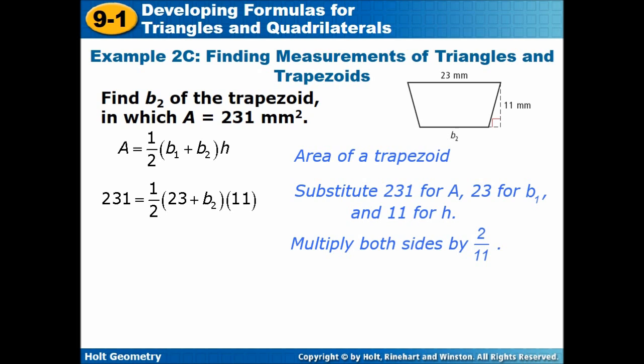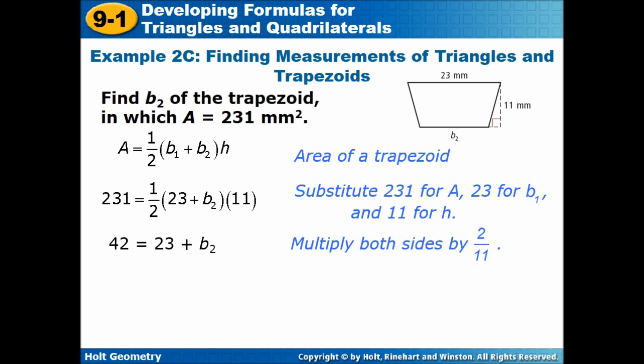Well, then we multiply it times 2 over 11, which is the reciprocal. It gets rid of the fraction, which would be 11 over 2, and leaves 23 plus B2 on the right-hand side. And of course, we've got to do the same thing to the 231. So when we do that and multiply times 2 over 11 and then divide by 11, we get 42 on the left-hand side, and then we get 23 plus B2 on the right-hand side.